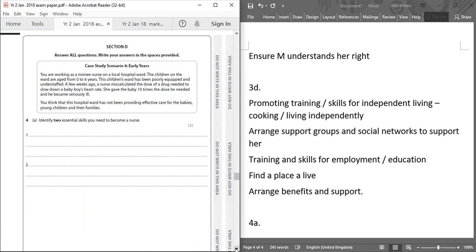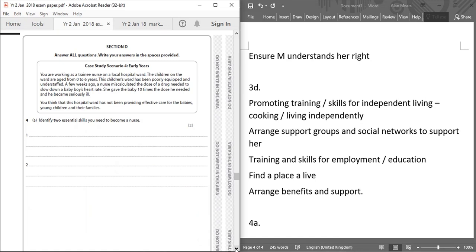The exam sometimes likes to do this in the final section. I think one of the most recent papers did it twice, in section B and in section D, but they put you in the shoes of the worker. So you are a trainee nurse. You are at a hospital on a children's ward that's poorly equipped and understaffed. A nurse miscalculated the dose of drugs needed and gave it to a baby.